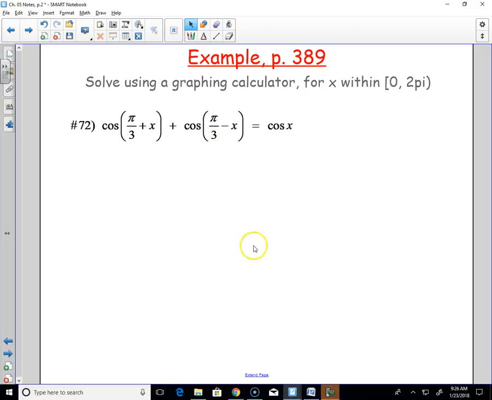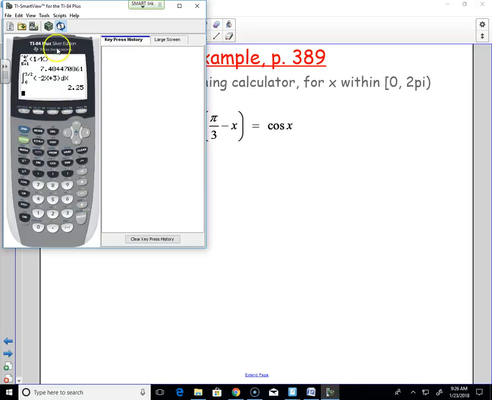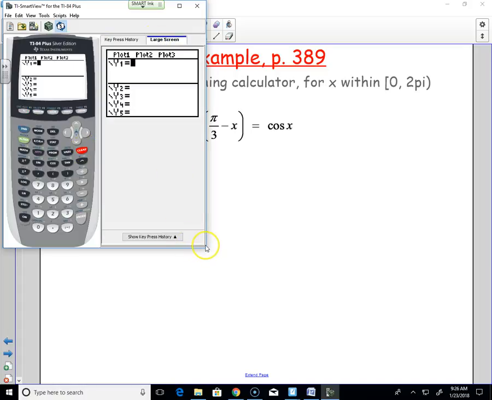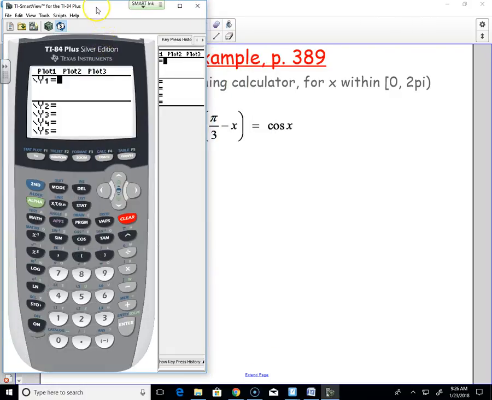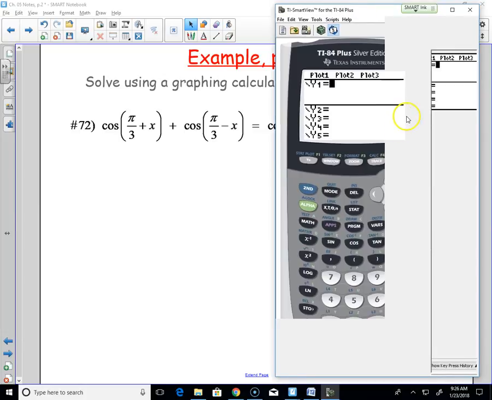Alright, how would you guys go about following these directions? I have my y1 ready to go because graphing calculator, well, they must want us to graph something, right? So how am I supposed to solve? Don't ask, I don't know what's going on. Okay. How are we supposed to solve?